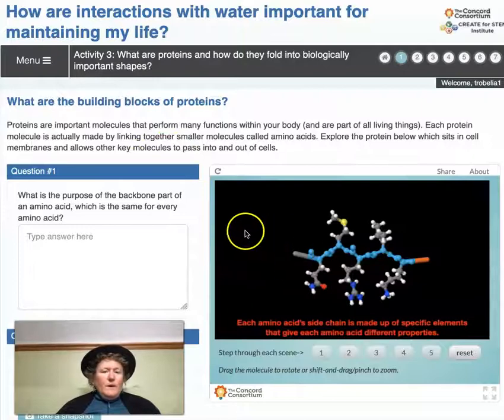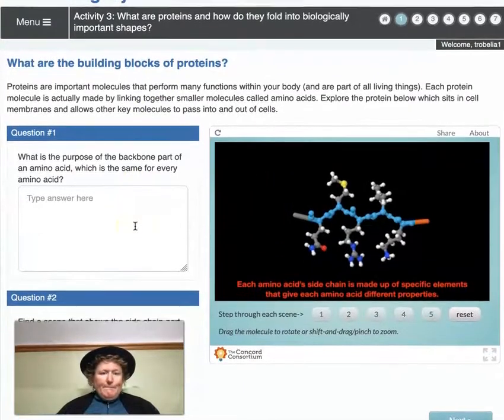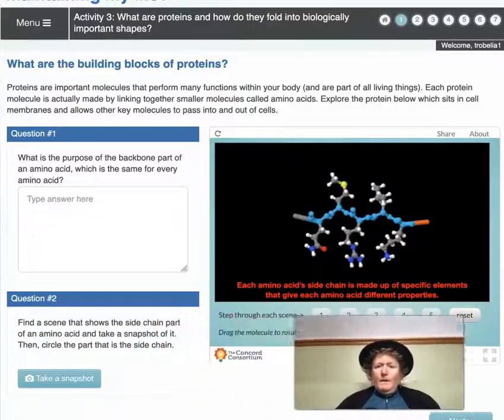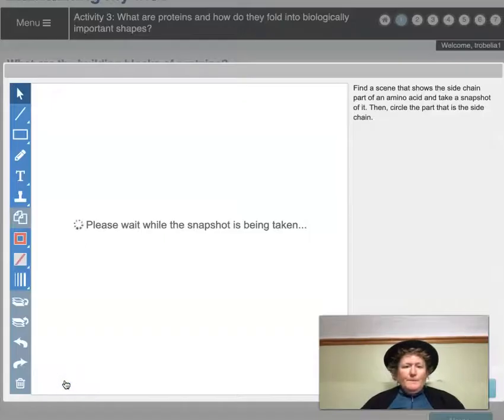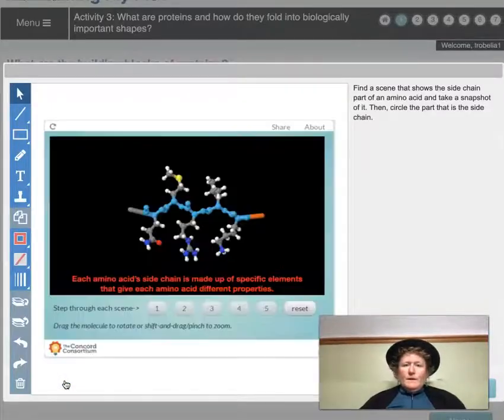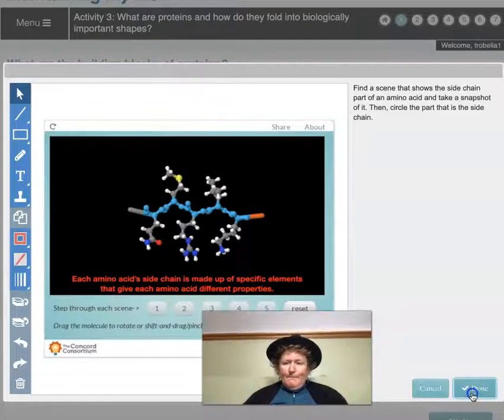The protein below here sits in cell membranes. Now it's our job to find a scene that shows the side chain part of amino acid and take a snapshot. And then circle the part that is the side chain. Well, fortunately, this shows in turquoise the side chain, so we can just take a snapshot here. And I'll let you circle the side chain.